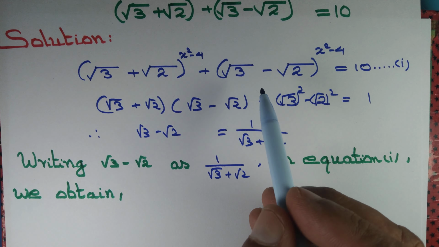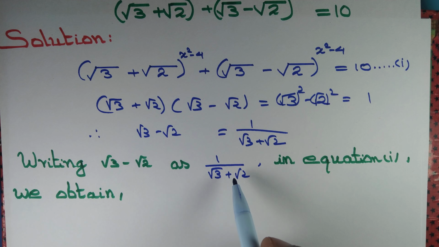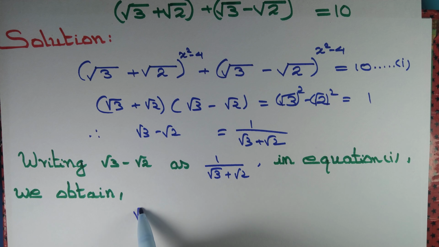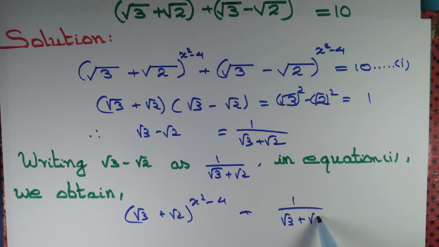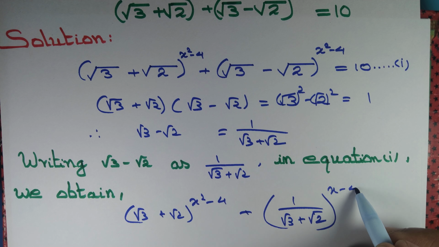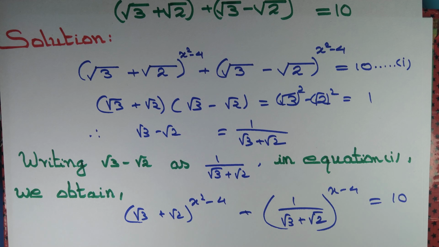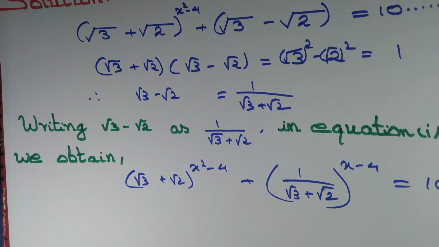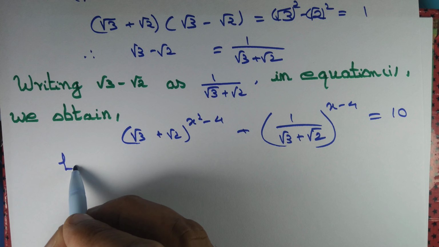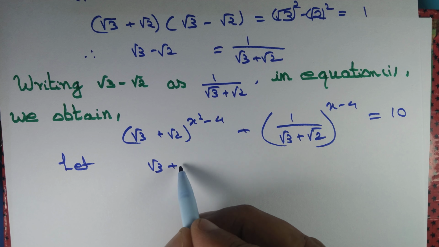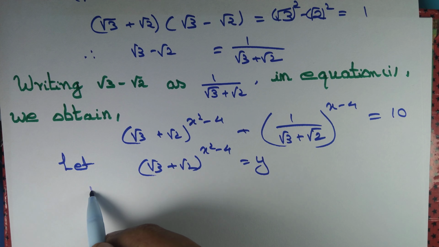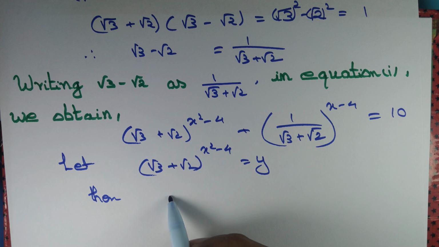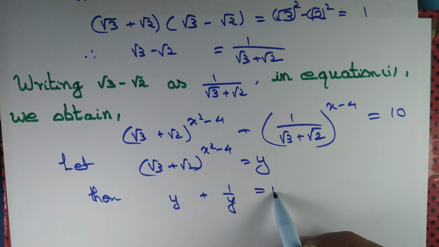So if we replace root 3 minus root 2 by 1 by root 3 plus root 2, then equation 1 can be written as (root 3 plus root 2) to the power x square minus 4, plus 1 by (root 3 plus root 2) to the power x square minus 4, equal to 10. Now you see that you have same base, root 3 plus root 2. So let (root 3 plus root 2) to the power x square minus 4 equal to y. Then this equation can be written as y plus 1 by y equal to 10.